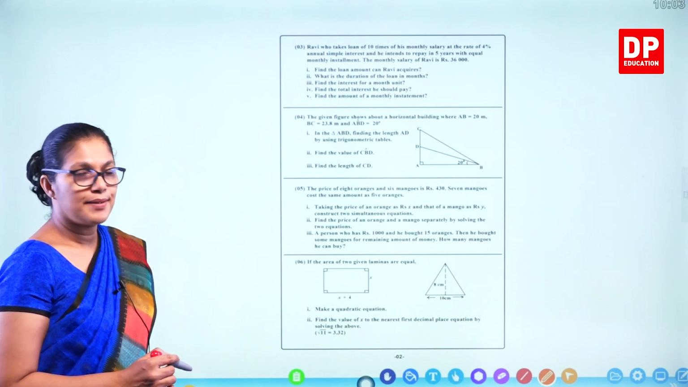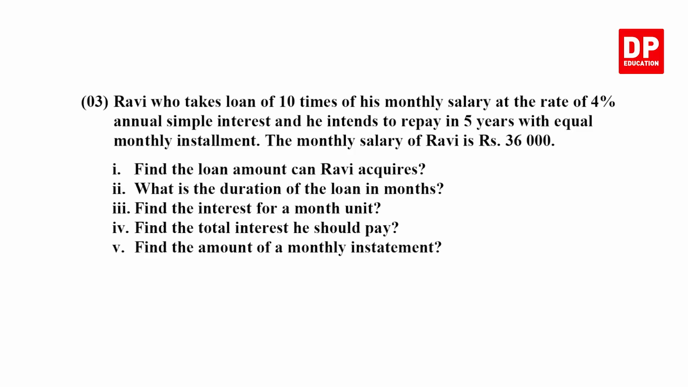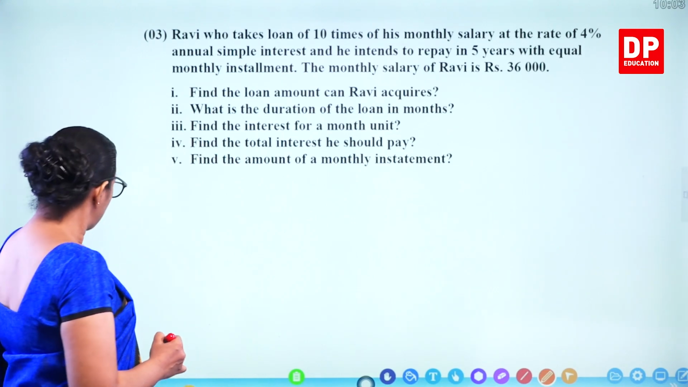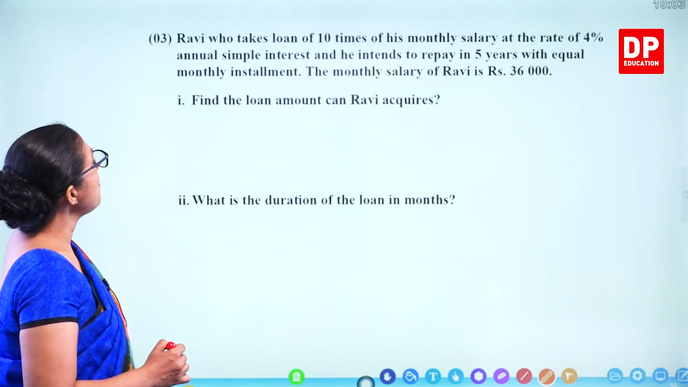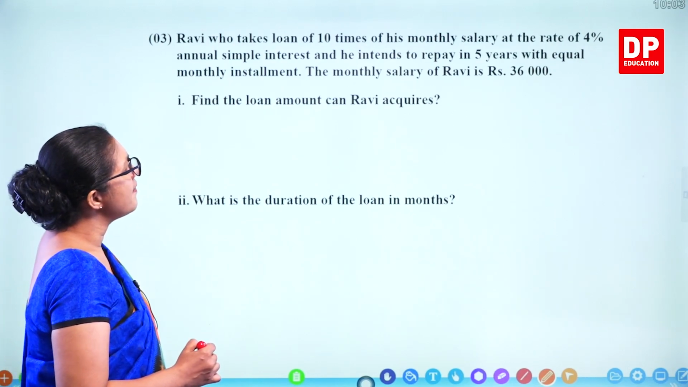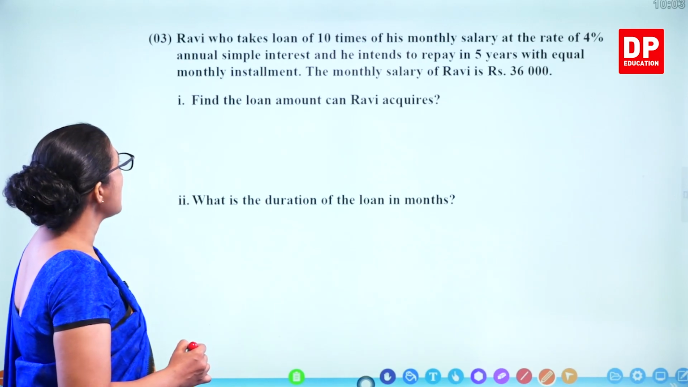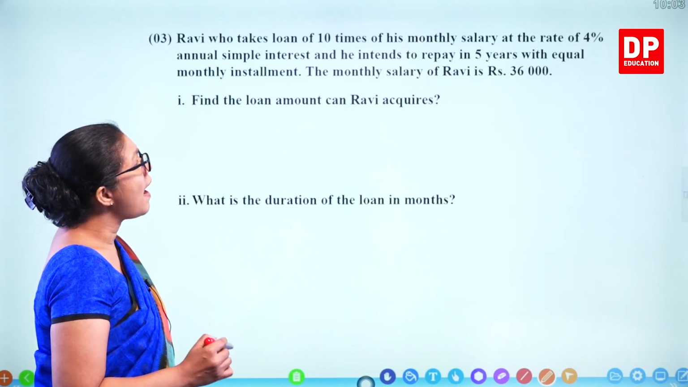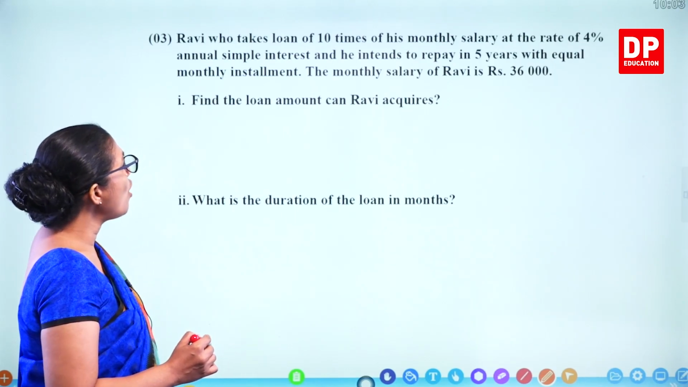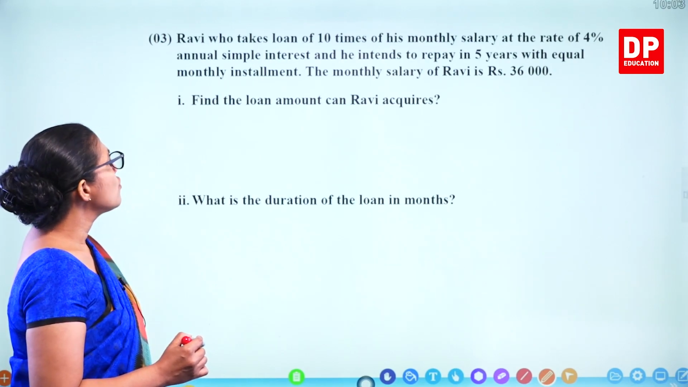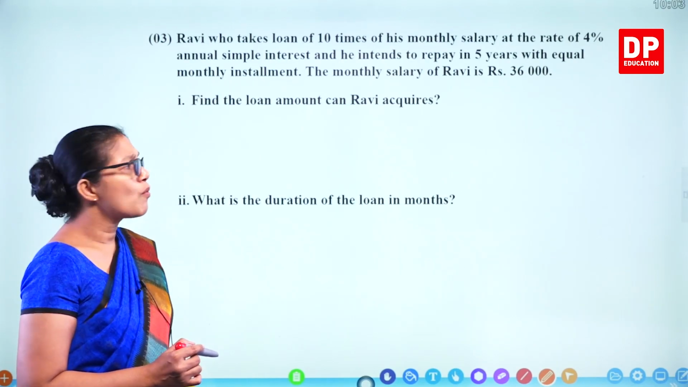Now you can do question number 3, 4, 5, 6. That's part A. Question number 3, you get 5 parts. We'll do step by step. Ravi, who takes a loan of 10 times his monthly salary at the rate of 4% annual simple interest, and he intends to repay in 5 years with equal monthly installments. The monthly salary of Ravi is 36,000. So find the loan amount Ravi can acquire.